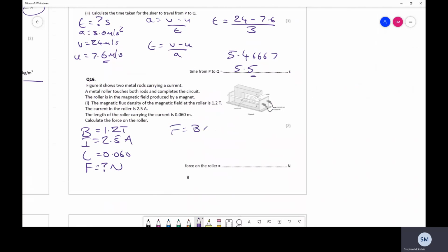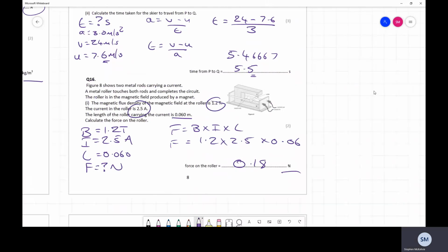F is equal to B times I times L. FBI, losers, is how I remember it. F is equal to 1.2 times 2.5 times 0.06. Double checking that number. Yeah, 0.06. Put that into my calculator. There's nothing crazy, is there? It's just amps, it's teslas, it just wants it in newtons. Yep, 1.2 times 2.5 times 0.06. My answer, my force on the roller, is 0.18 newtons.